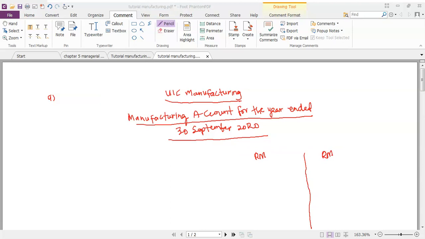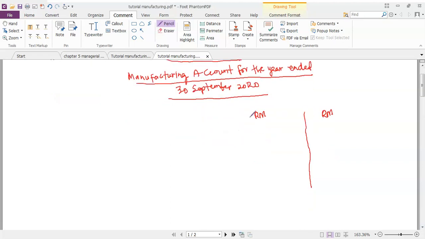Okay, Richie and Michelle, kita tengah buat tutorial untuk manufacturing company. Okay, so kita baru sahaja bermula. Alright, okay, so sama-sama buat. Okay, let's do together.